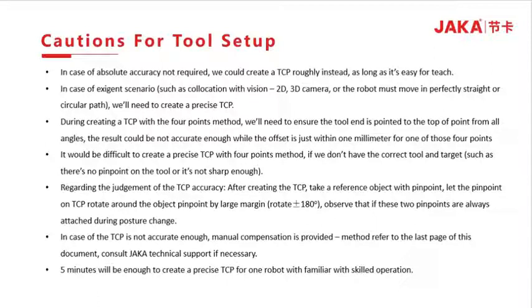Sixth, in case the TCP is not accurate enough, manual compensation is provided. The method is referred to on the last page of this document. Consult JAKA technical support if necessary. Last one, if the user is familiar with the operation and skilled, 5 minutes will be enough to create a precise TCP for one robot.